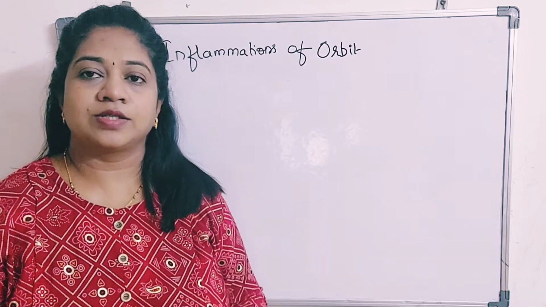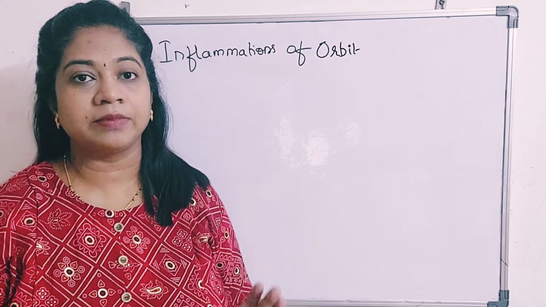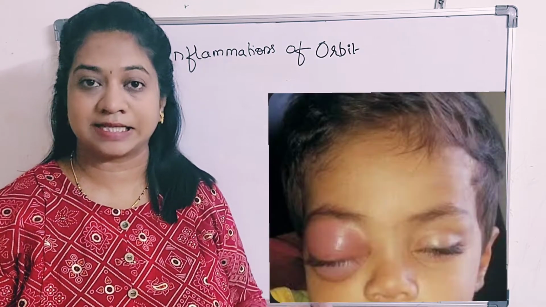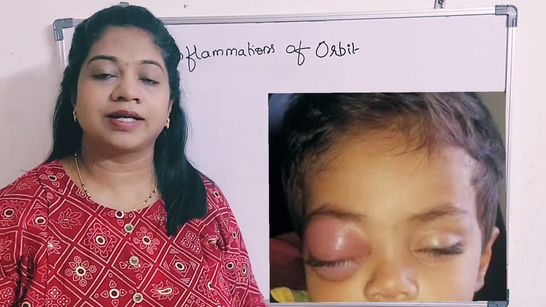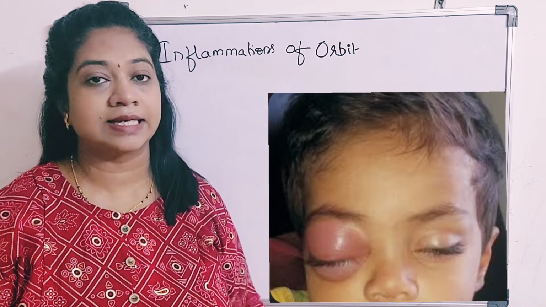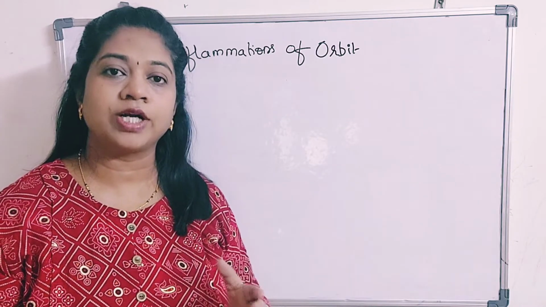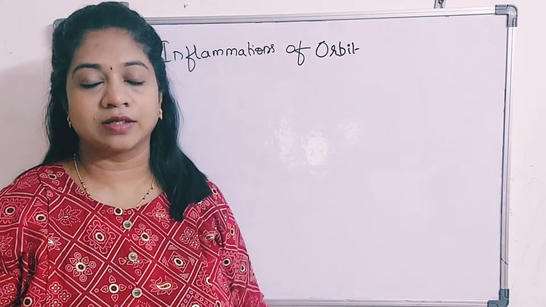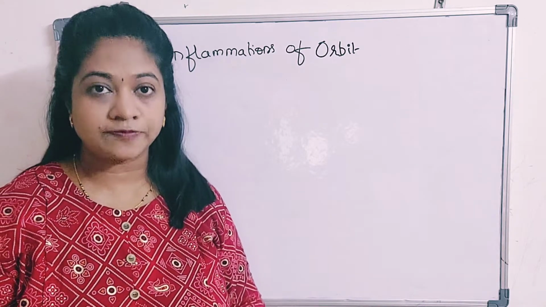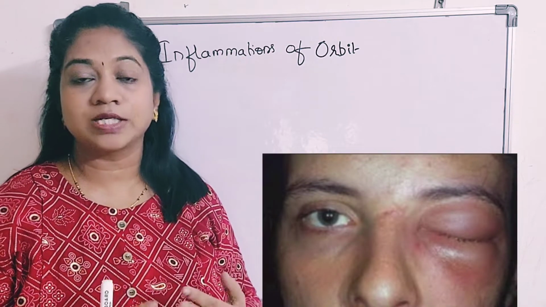It is important to know about the inflammations of the orbit because most of the time, the primary focus of inflammation is elsewhere. It can be a systemic disease, a neoplasm, or it can come from the surrounding structures like skin or the sinuses, or it can be within the orbit. So it is very important to know the primary cause, and unless you treat it, the inflammation of the orbit will not subside. So that is one importance.